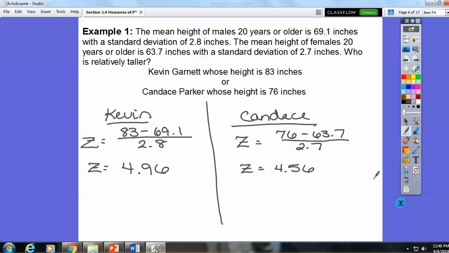So who is taller? Ken. A bigger z means further away from the mean, so that's more abnormal. So he would be taller because he has a bigger z value. His height is further away from the average height for the mean. It's not fair to say males and females compare, so that's why we do that. So he is relatively taller.